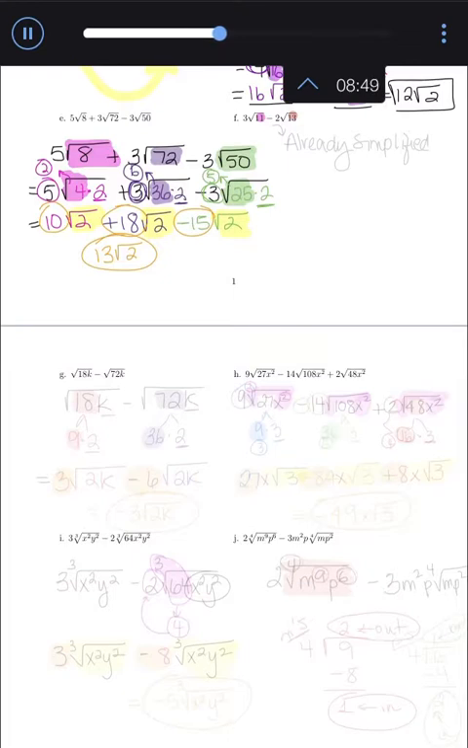So I can't ever make these be like terms. So this is as far as it can go. We'll go ahead and say that this is already simplified in f. You can't turn these into like terms in any way, because you can't break down 11 and you can't break down 13.